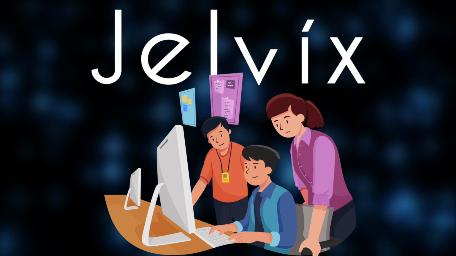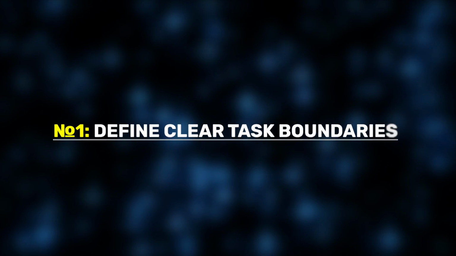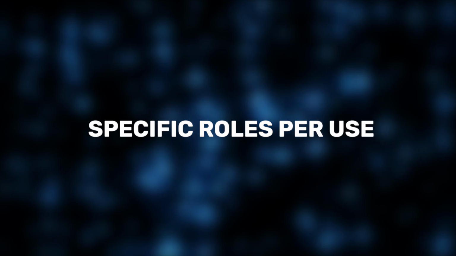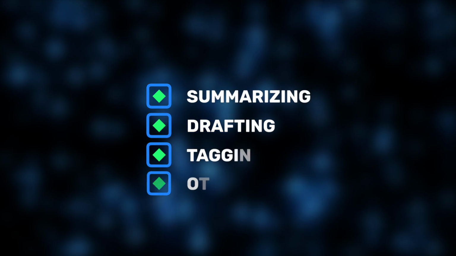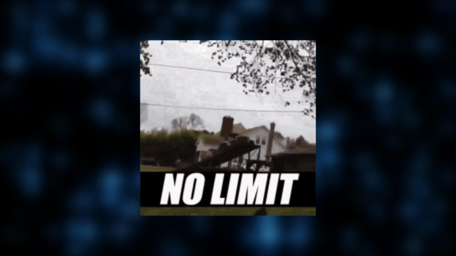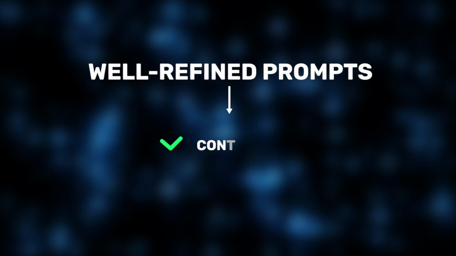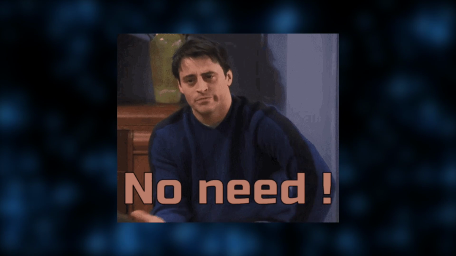Here are a few aspects our Jelvix experts recommend. First, define clear task boundaries. Don't expect one model to do everything. Assign specific roles per use case, like summarizing, drafting, or tagging, and others. Also, don't limit yourself to raw input. Create and structure well-refined prompts with context, tone, and constraints. Trust us, this will boost your output quality without the need for further fine-tuning.